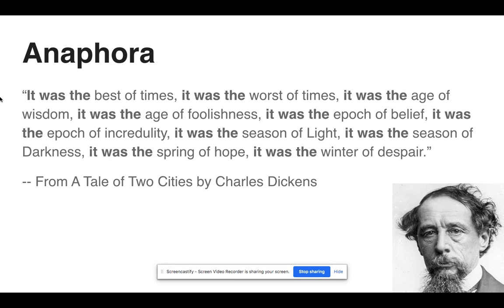So you can see the anaphora being used here at the beginning of each clause with the repetition of it was the, it was the. And what happens is because Charles Dickens is saying it was, it really places the emphasis on what's at the end of that clause. The best of times, worst of times, age of wisdom, age of foolishness. So by repeating that same thing, it's putting the emphasis on the other part.